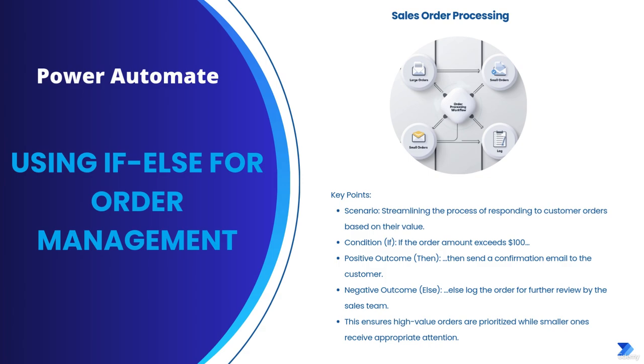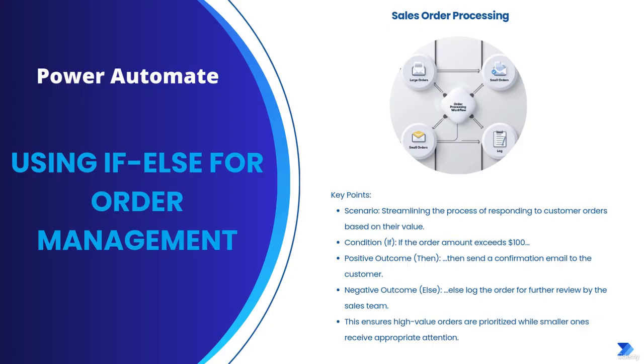Example breakdown. Condition definition: You set the condition as, if the order amount exceeds $100. This means that if a customer places an order that is more than $100, your workflow will evaluate this condition as true. Positive outcome action: Then send a confirmation email to the customer. If the order meets this criterion, an automatic confirmation email is sent to the customer, ensuring they receive immediate feedback regarding their purchase.